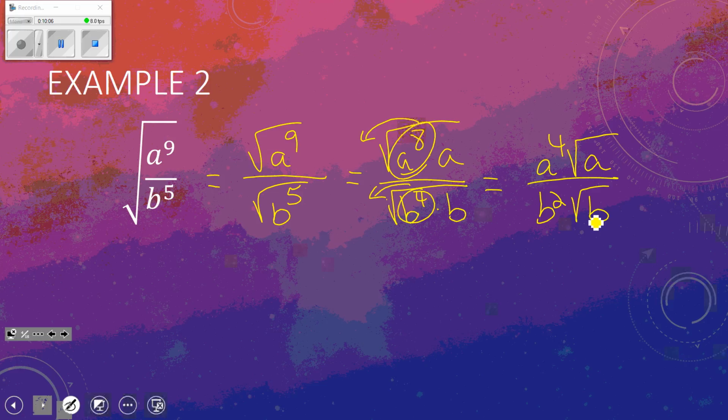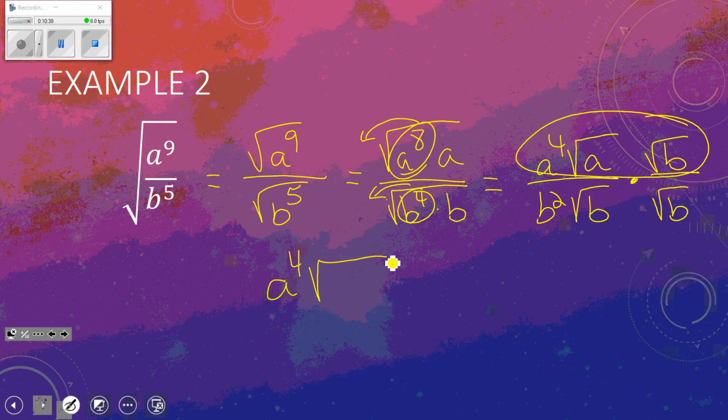The opposite of taking the square root is squaring. So if I square the square root of b, that just means I'm going to multiply it by itself. So I'm going to times by the square root of b in the denominator and the numerator. Okay? So up top, outside times outside, inside times inside. So what will I have? A to the 4th times the square root of AB. Very good. Divided by, on the outside here, b squared times 1 is b squared.